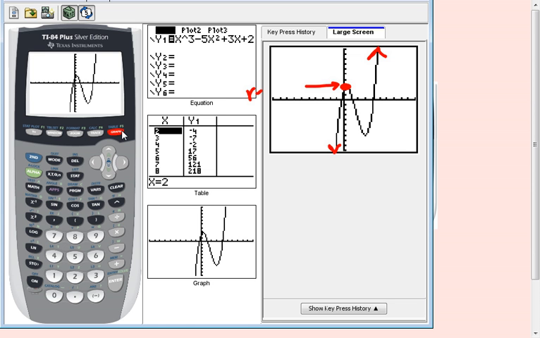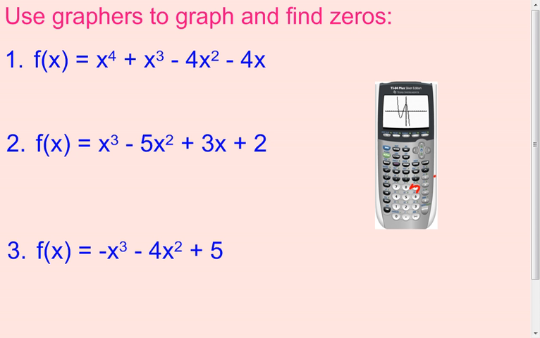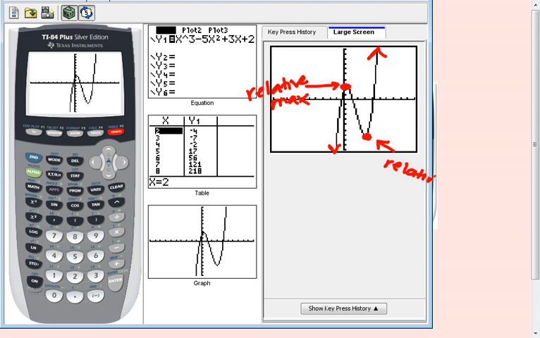Tell me what this point right here would be called. A relative max, because it's where it switches directions. And this point right here would be called a relative min. Whoa. Oh my goodness. My smartboard is way off here. I need to change my screen, so sorry. There we go. A relative min, that would be.